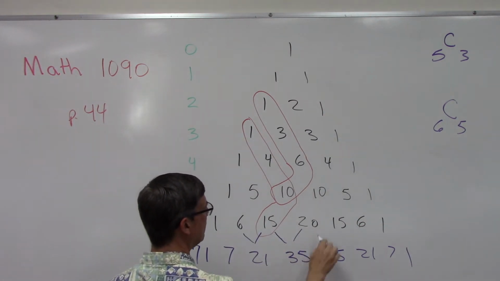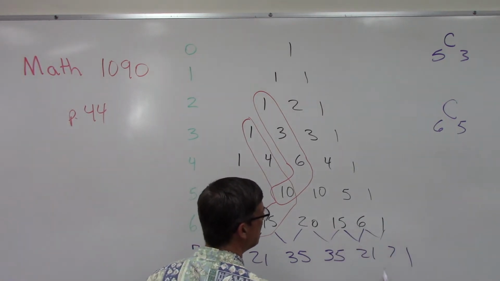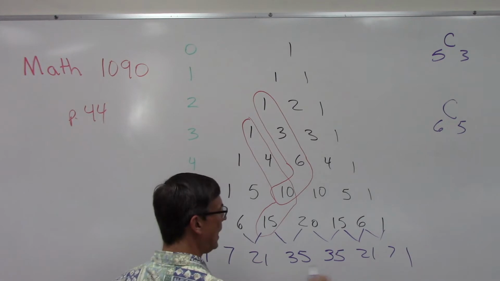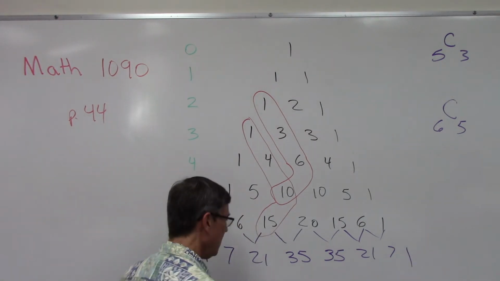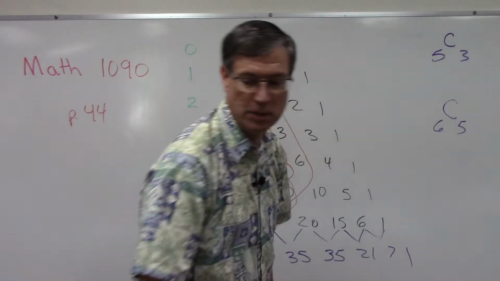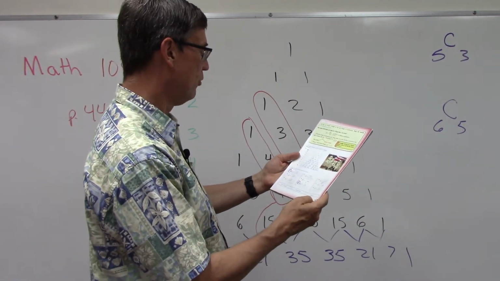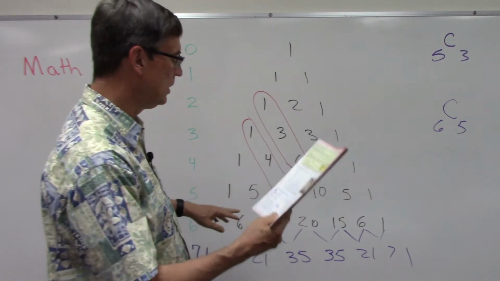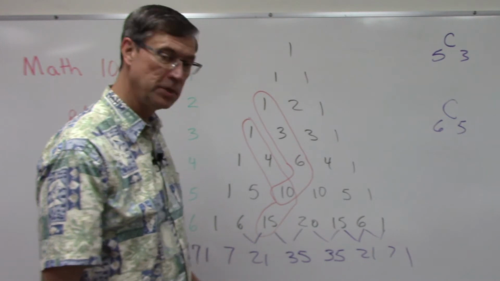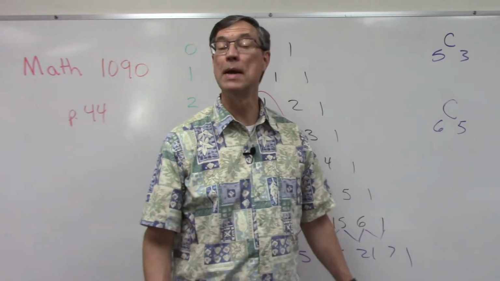15 and 20 form 35, 20 and 15, 15 and 6. Okay, so I just added another row. When you turn the page and you look at page 44, problem number 3, it says you need to find row 7, which we just helped you do, but now you can just follow the pattern and also do row 8.